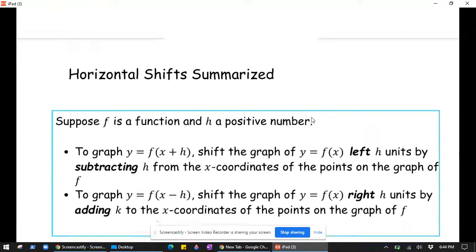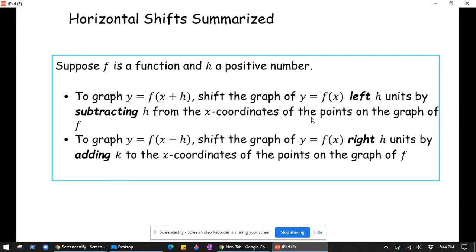And just to summarize in general, if h is positive, f of x plus h, all in parentheses, will shift the graph left h units, and that means you subtract h from the x coordinates. Whereas f of x minus h will shift the graph right h units, and you'll add h to the x coordinates of the points on the graph of f.